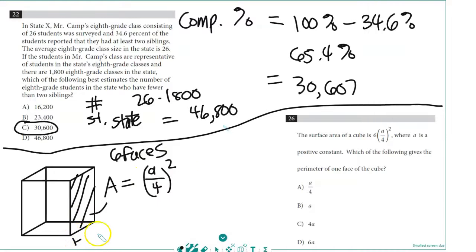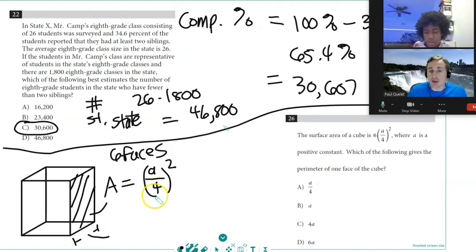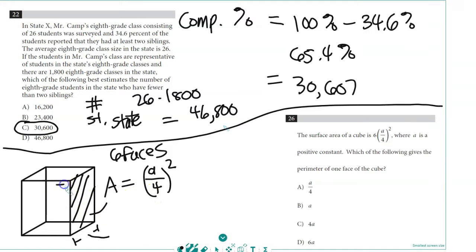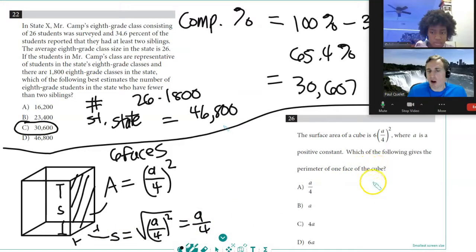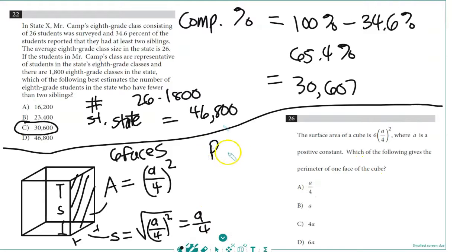So let me ask you this. What is this length right here? If it's a over 4 squared, what do we know about the side lengths everywhere in a square? Oh, they're all the same. Yeah, they have to be all the same. So we could just take the square root of this to get one side. This side is equal to the square root of a over 4 squared, which is a over 4, right? Then we want the perimeter of one face. So the perimeter of a square is going to be, how many sides are there to a square?